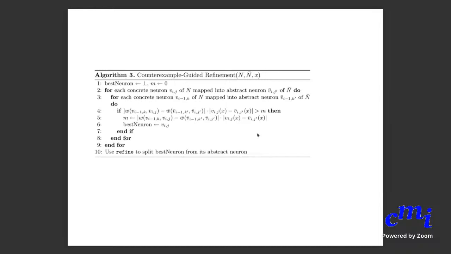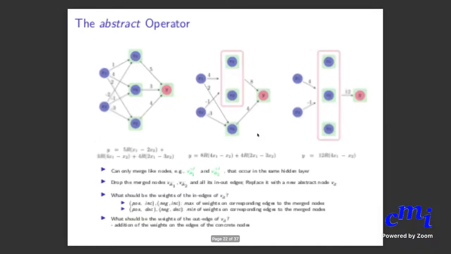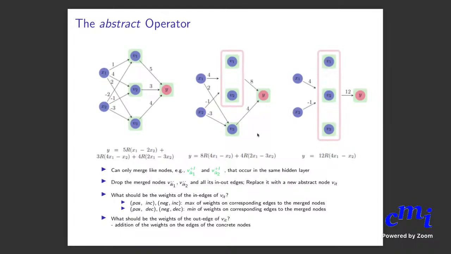Now if you have got a spurious example, you have to refine. Refinement means you have to put back one of the nodes that got merged into the same abstract node, one of the concrete nodes. You have to take it away from that. For example, here these two got merged, and suppose I check the property on this, it got violated, but it was a spurious counterexample.